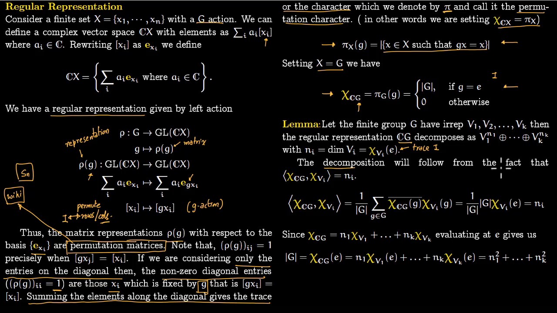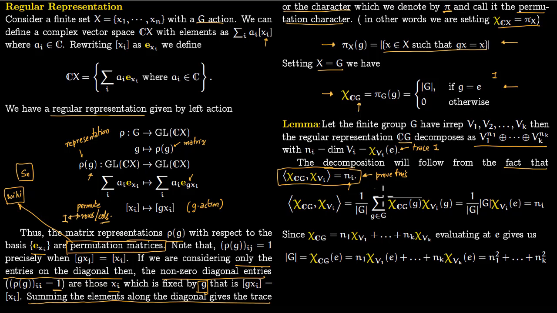Now the decomposition will follow from the fact that if this chi of CG is like this, then you can use the orthogonality of characters, and for every term you should get Ni. So if you take chi of CG with chi of V1, it should give you N1. So this is what we will prove. This decomposition follows if this fact holds. Now we have to prove this fact. If we prove this, we are done, because if this holds, then there is a decomposition like this.